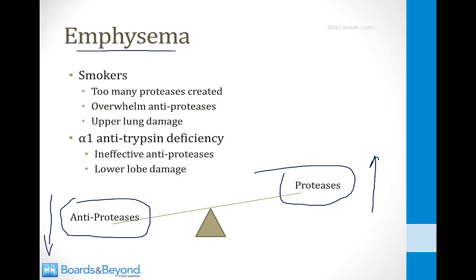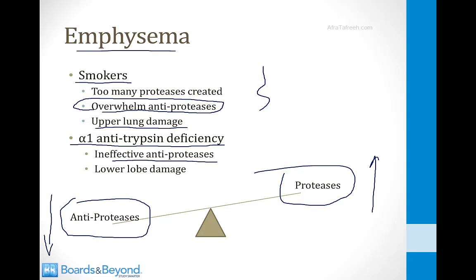So the most common type of emphysema is a type we see in smokers. The smoke creates proteases, and these overwhelm the antiproteases, and as a result, the lungs get damaged. And the damage that occurs in smokers' emphysema is predominantly in the upper lobes. And an easy way to remember this is to just think of smoke rising up to the upper lobes of the lungs. The second type of emphysema is very rare. It's in patients who have a rare condition called antitrypsin deficiency. They have ineffective antiproteases, and as a result, they get emphysema, and their emphysema is predominantly in the lower lobes.